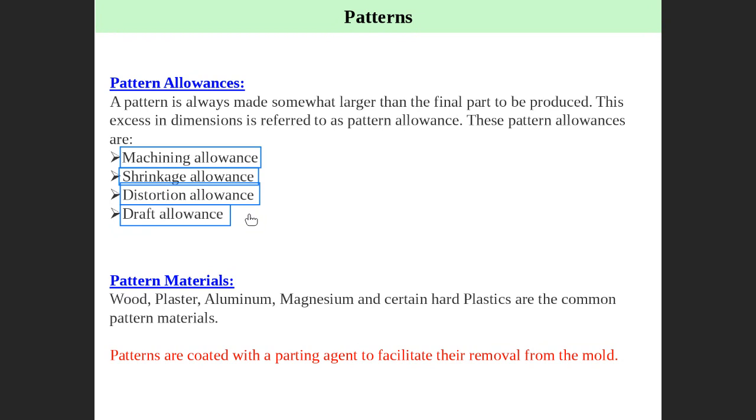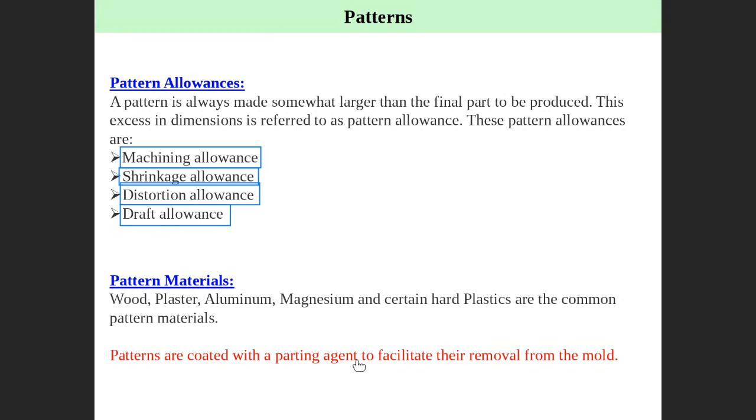Okay, pattern material. What material do we use to manufacture the pattern? Actually, as I told you, the pattern could be made from many materials, like wood, like plaster, like aluminium, magnesium. I mean metal, wood, plastic. Several types of material can be used to manufacture the pattern.